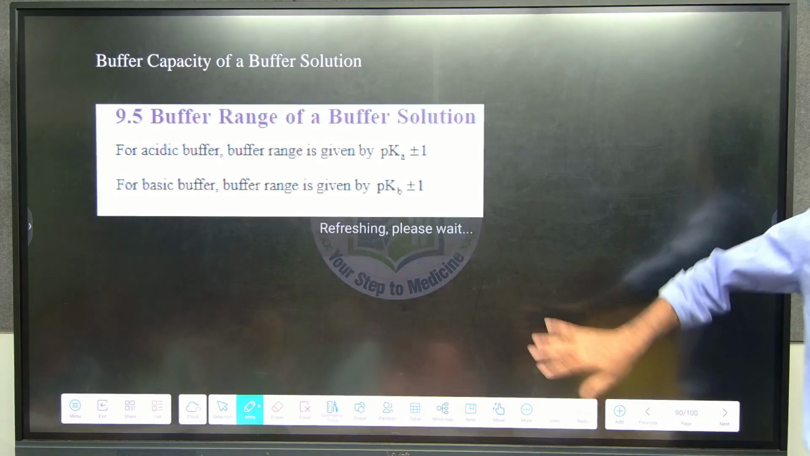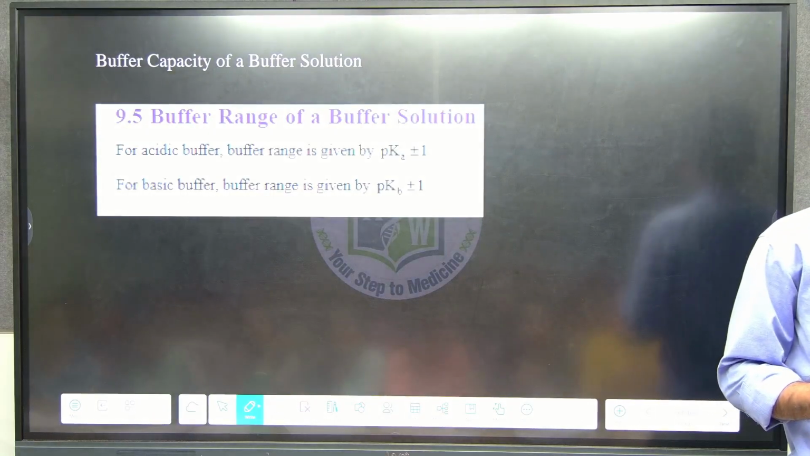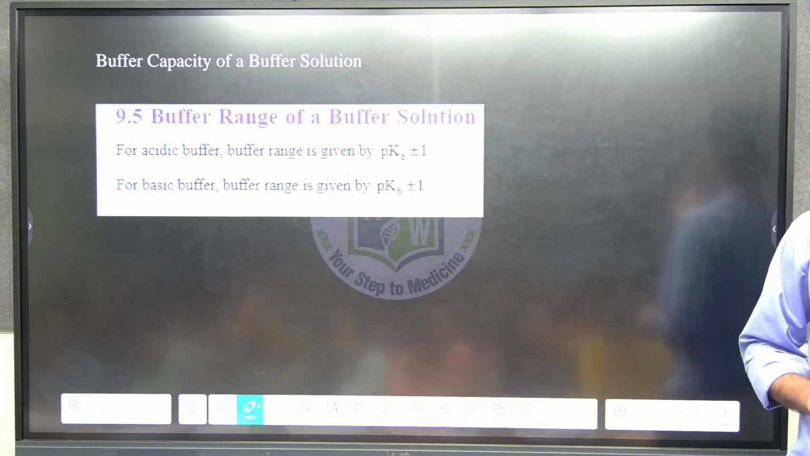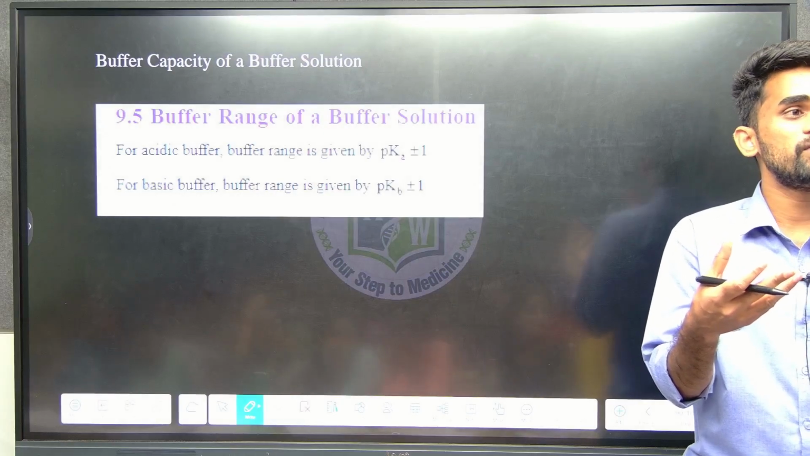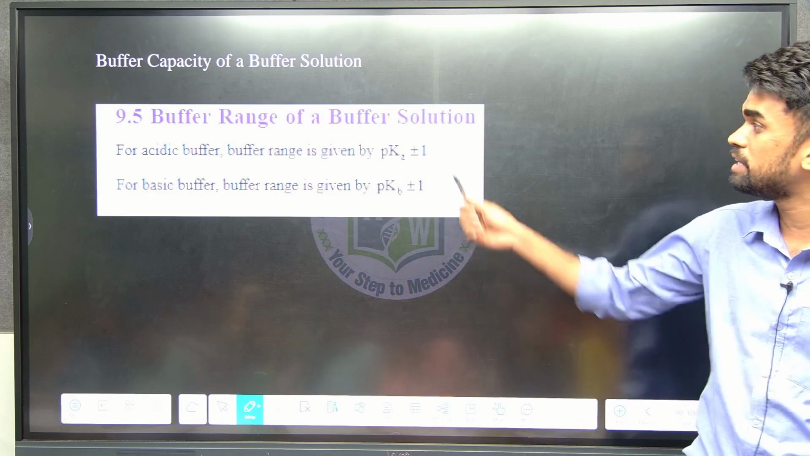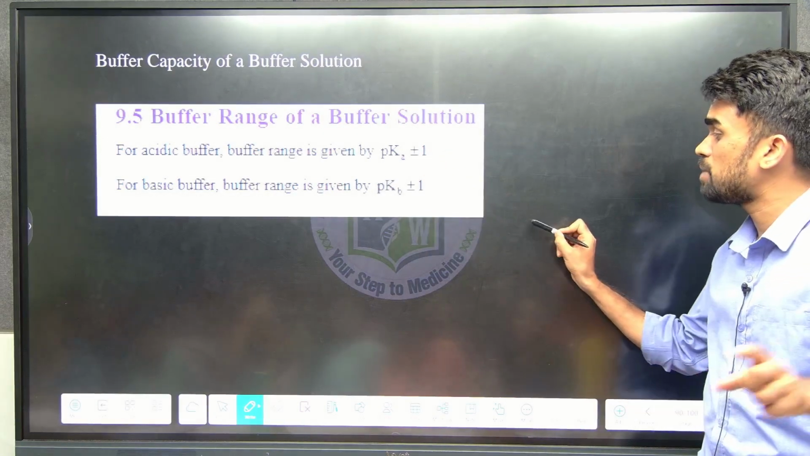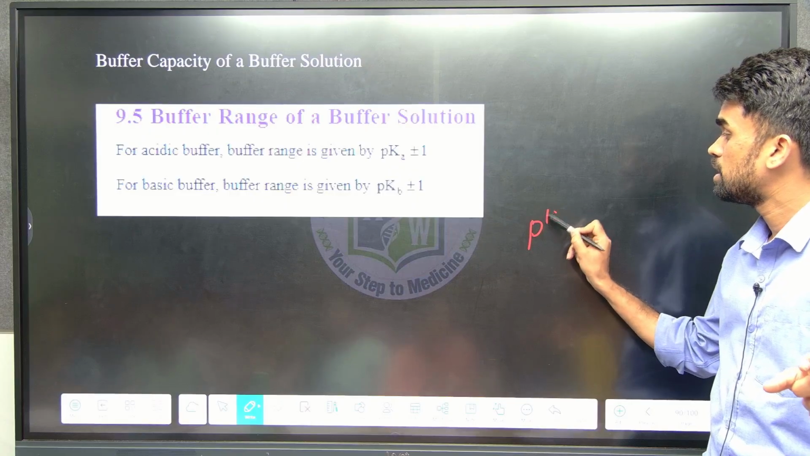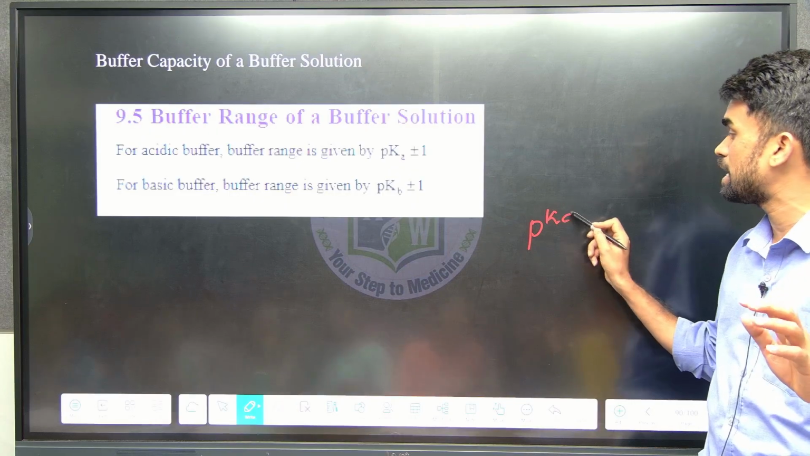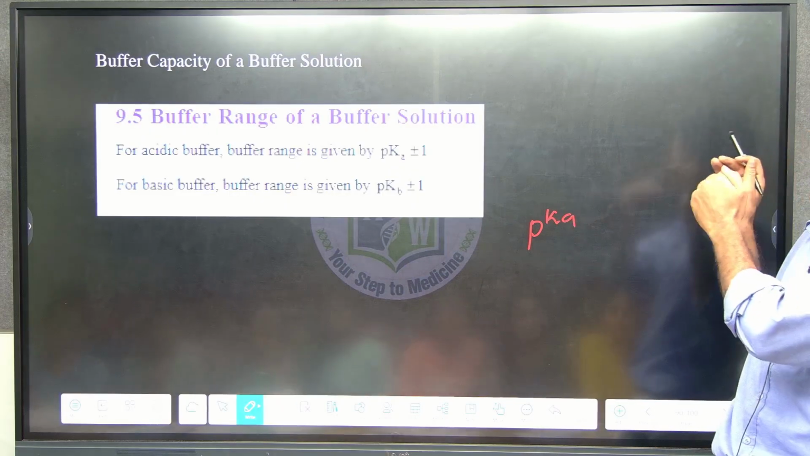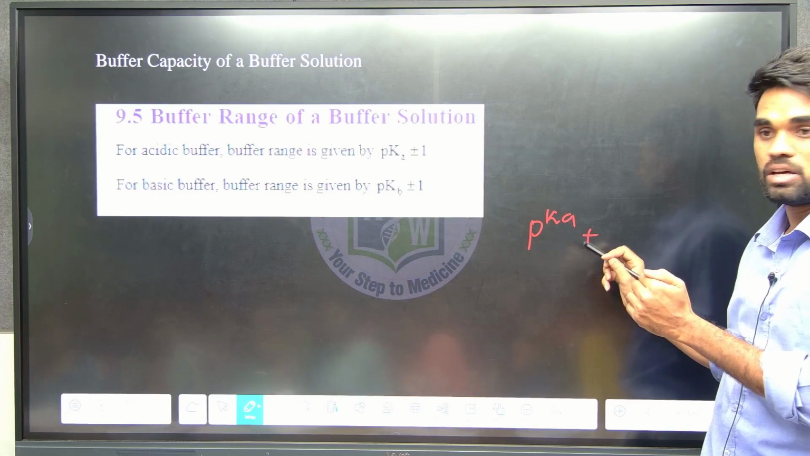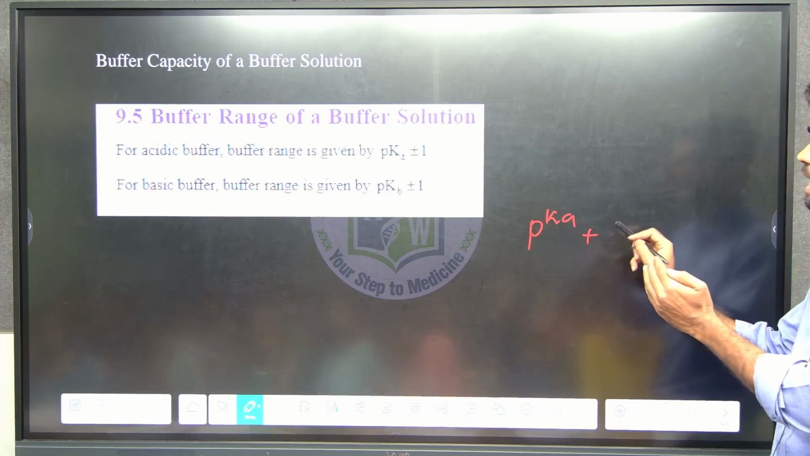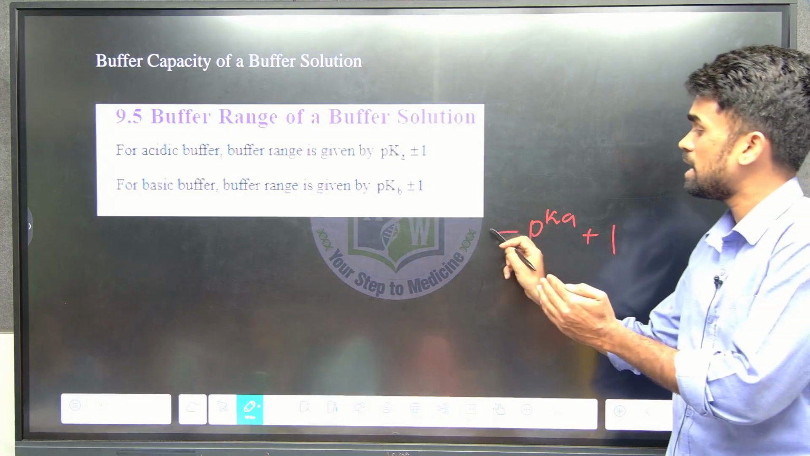What is a buffer range? What will they ask you? Buffer range: a buffer shows its efficiency only in this range. See, what is the formula you have written for both of them? For acidic buffer you have written pKa plus log salt by acid. So pKa plus something you have written. So buffer range is what? pKa plus 1 and pKa minus 1.